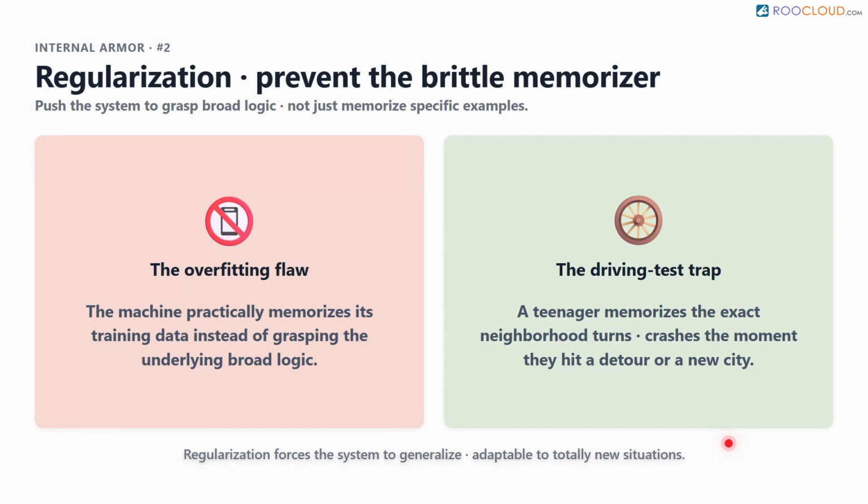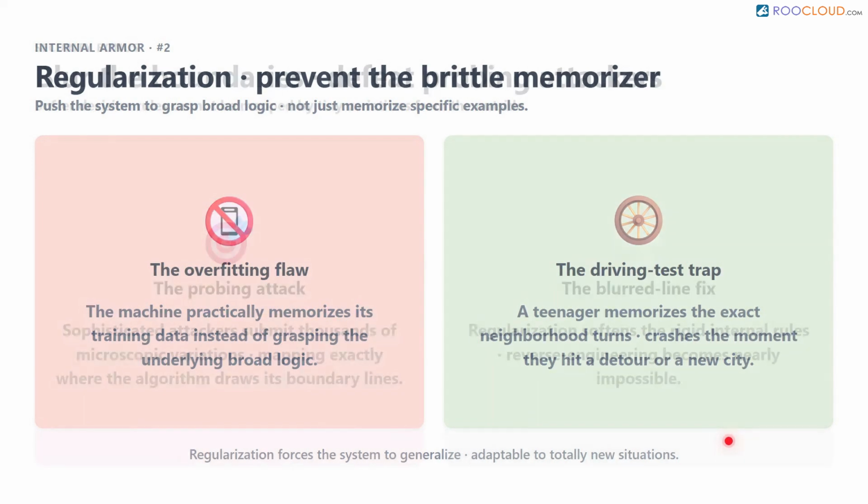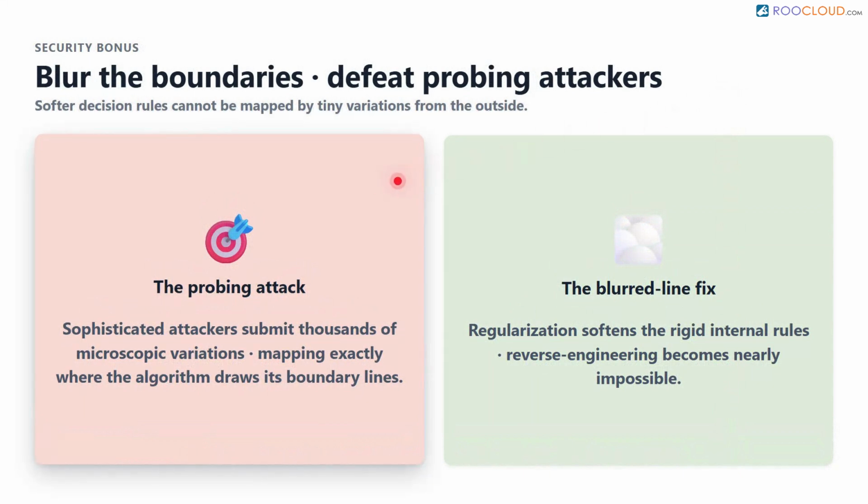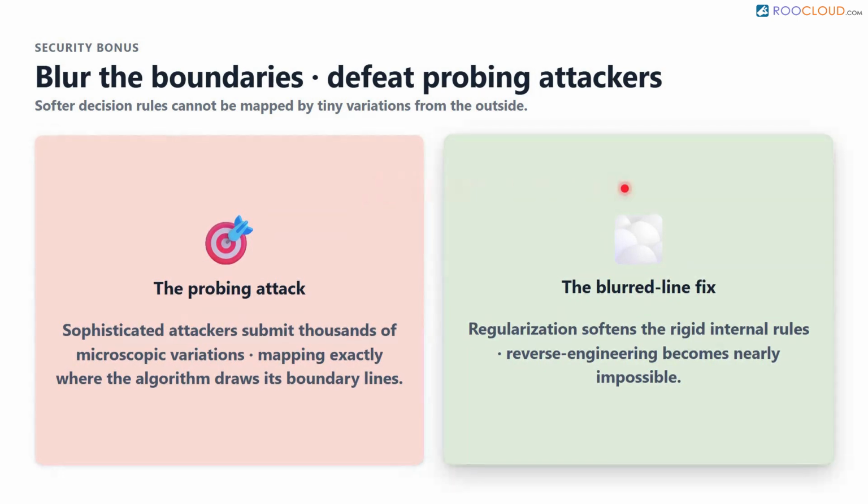Crucially, regularization also acts as a brilliant security defense. Some sophisticated attackers try to map out a system by submitting thousands of tiny, microscopic variations in their data, trying to figure out exactly where the algorithm draws its strict boundary lines. By using regularization, engineers intentionally blur those rigid boundary lines. Making the internal decision rules slightly softer and less rigid makes it nearly impossible for attackers to successfully launch these inferential, probing attacks to reverse engineer the system.